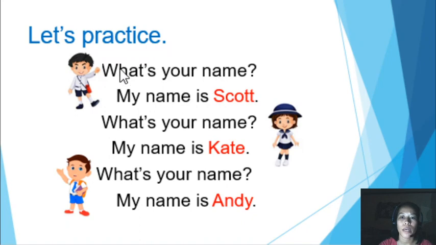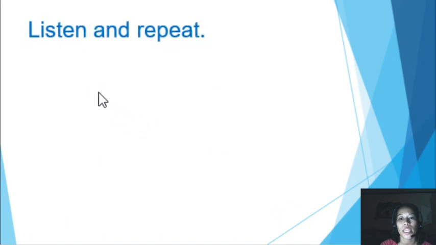Okay, so let's go back to the first line. What's your name? My name is Scoot. What's your name? My name is Kate. What's your name? My name is Andy. Okay, very good. So let's go to the next one.